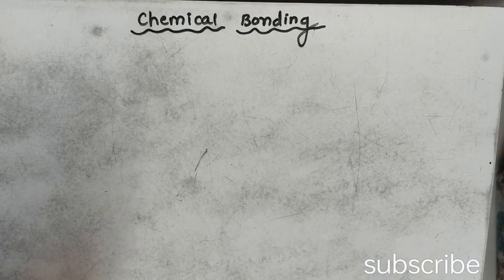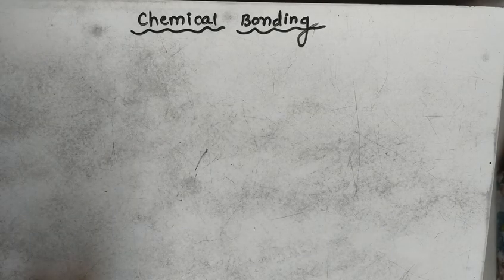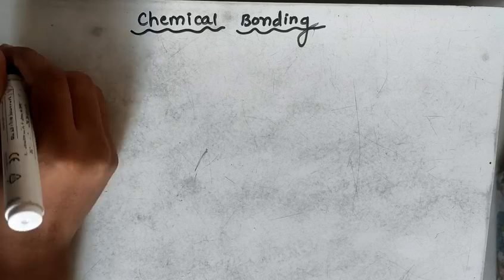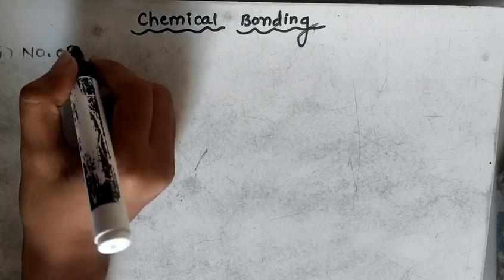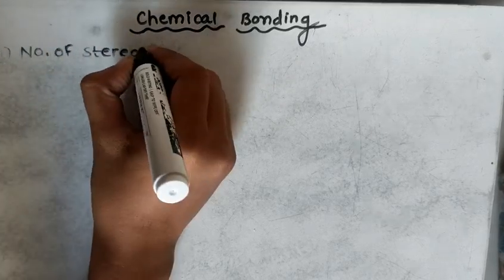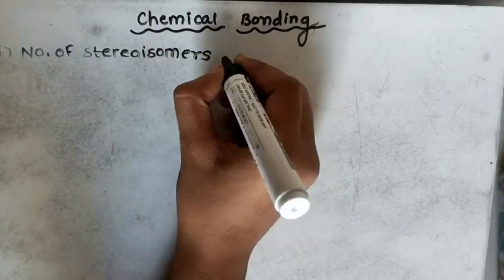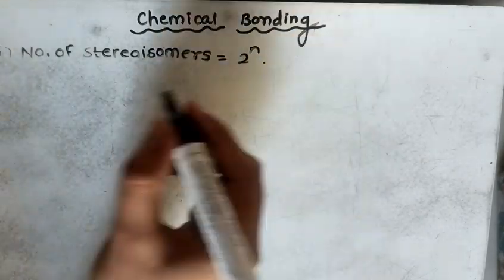Chemical bonding. Here are some important formulas and concepts of chemical bonding. First of all, we need to know about the number of stereoisomers, which is mainly 2 raised to n.